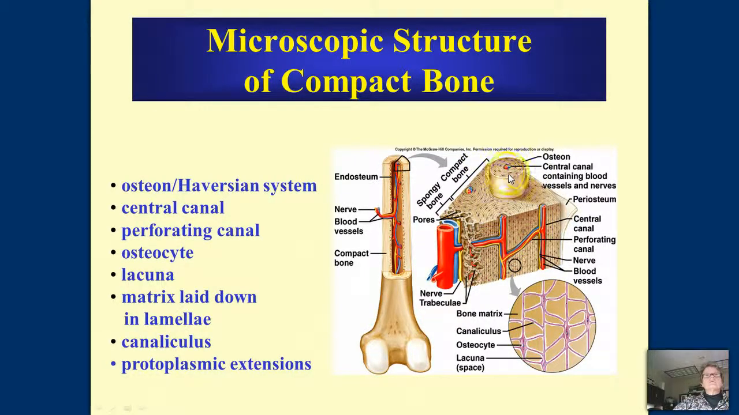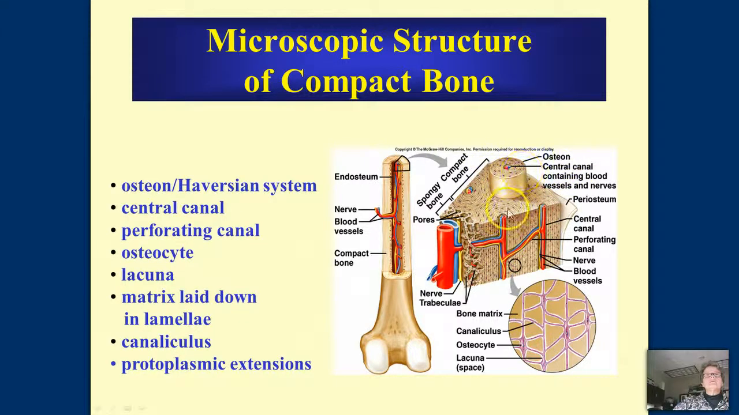The concentric circles all together, this one unit here, is called the osteon. Another name, a person's name, is the Haversian system, but osteon is fine. This center is a canal or an opening. It is sometimes called the osteonic canal or the central canal. It contains blood vessels and nerves.